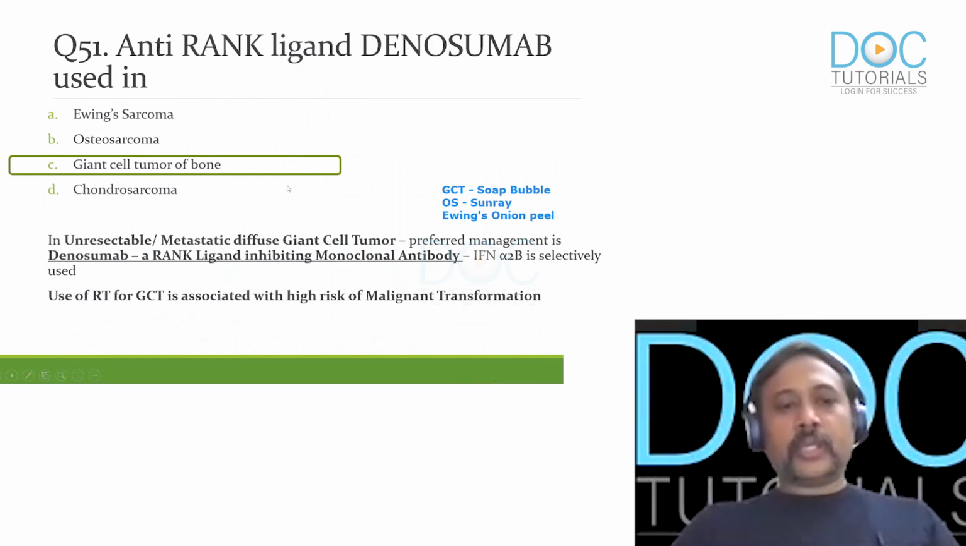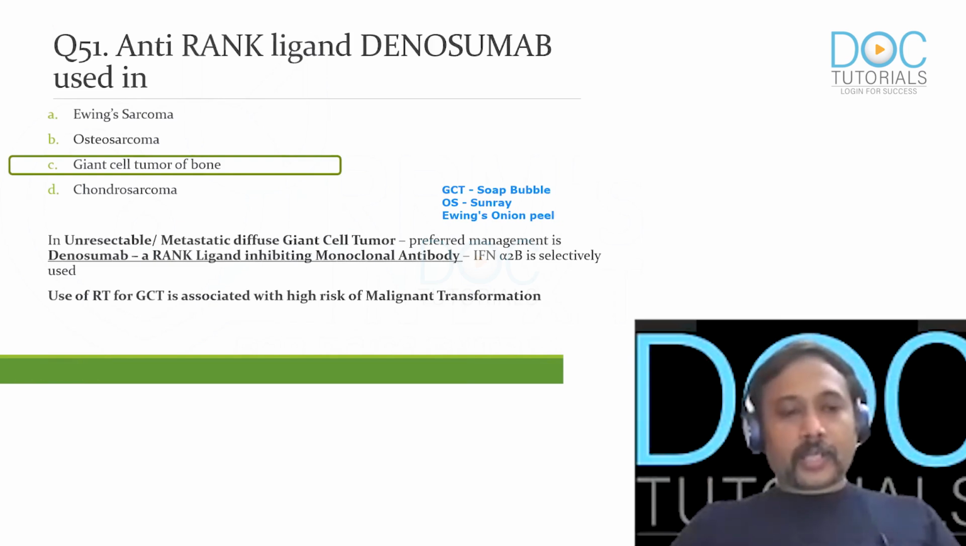So where will you use it? In unresectable or metastatic diffuse giant cell tumor, the preferred management is DENOSUMAB. That is the category 1 management. So it's a category 1 reference as far as your NCCN is concerned for the management of your giant cell tumor of the bone.